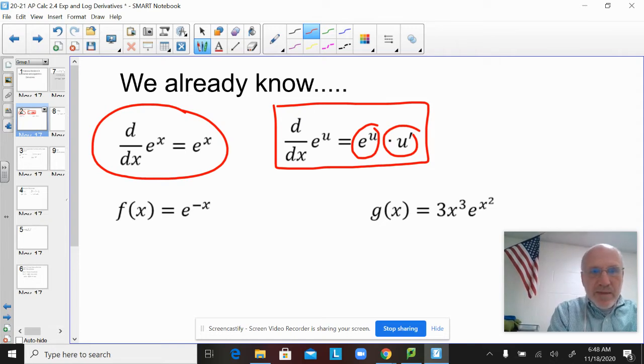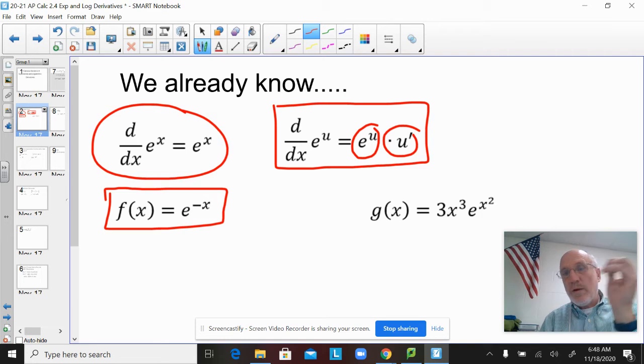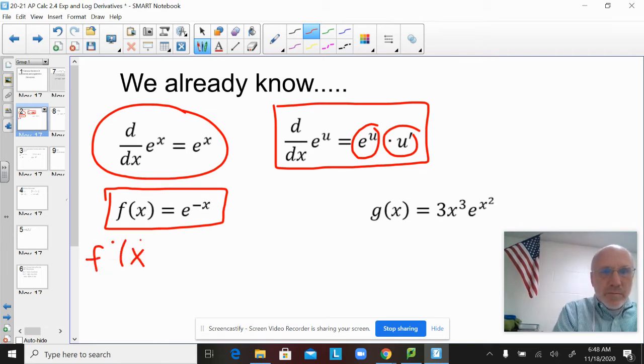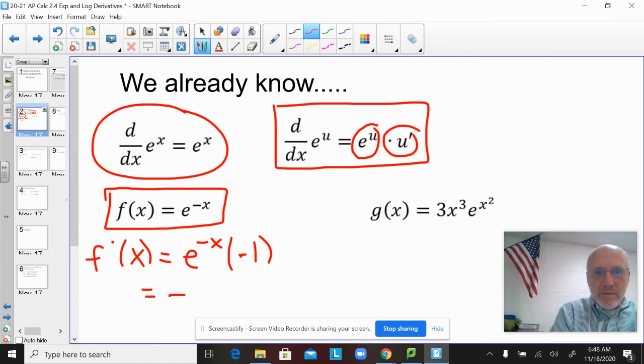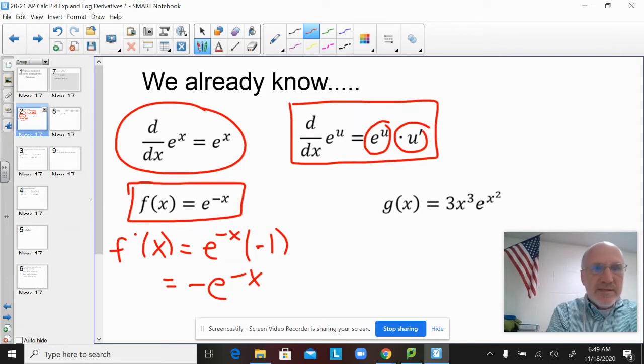This one over here on the left, that's an e to the u. My function of x happens to be negative x. So the derivative of that is, it's always itself, e to the negative x, and then times the derivative of the inside. The derivative of negative x would be negative 1. And again, that doesn't say minus 1, it says times negative 1. So you'd probably write this as negative e to the negative x. Good enough.